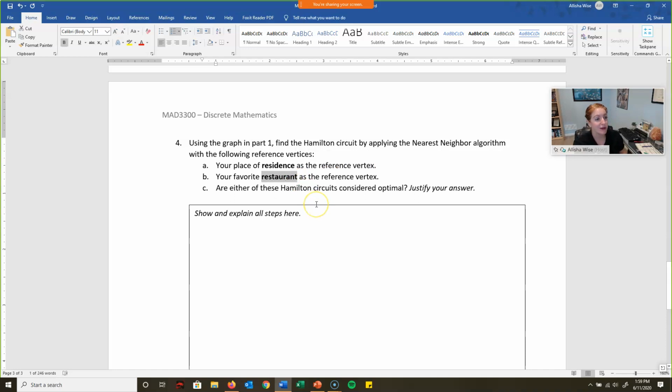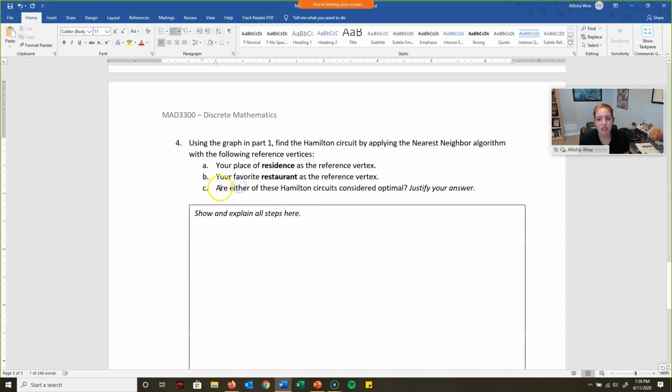And then in part B, you're going to pick your restaurant. So apparently you live at your restaurant now. And even though nobody's allowed to go outside, you live at your restaurant now. And you can go ahead and do the nearest neighbor algorithm. And it's interesting to see if you get two different results, if you get the same, what happens.